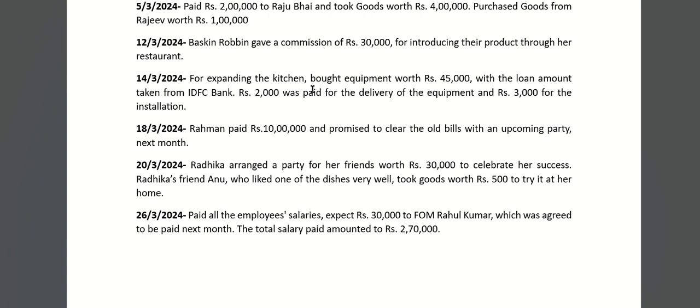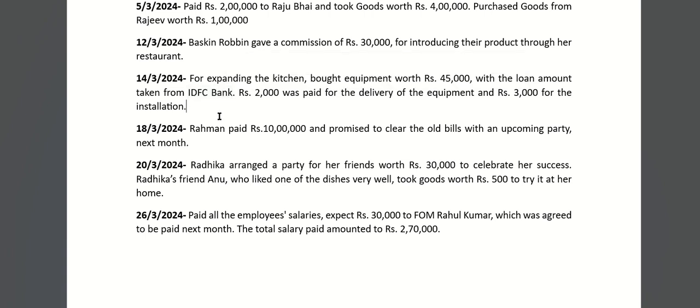The business of Radhika is going well, so she wants to expand the kitchen to meet her demands. Since she has so much demand and the kitchen is not fully equipped, she wants to increase the capacity of the kitchen by bringing something new. So she has planned to buy some kitchen equipment. And what was the amount? It cost rupees 45,000. But when she planned it, she didn't have enough money. So what did she do? She just borrowed money from IDFC Bank. Let it be any bank, I have just given any.